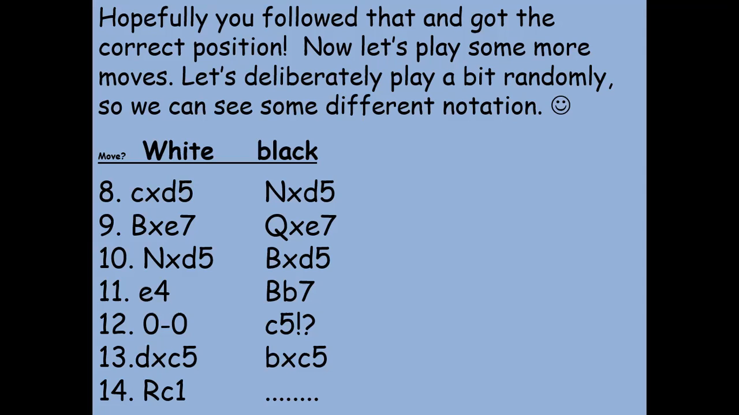White castles kingside. Black plays c5. White plays d takes c5. Black plays b takes c5. White plays rook c1. And we've just got dots, so that's telling us that black is to move.